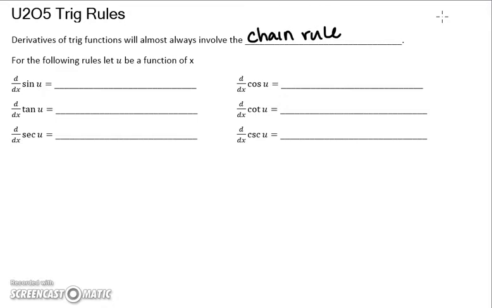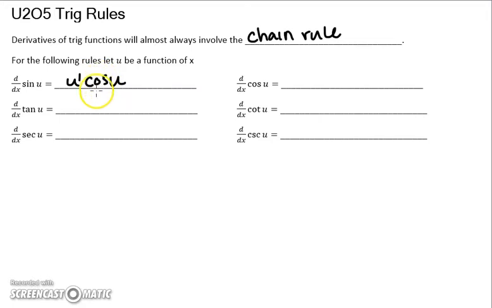For all of these rules down here, we're going to let u be some function of x. So u could be something like x squared or 3x plus 4, something in terms of x, or u could just be x. The derivative of sine with respect to x is going to be u prime cosine of u. So the derivative of sine is going to be cosine.